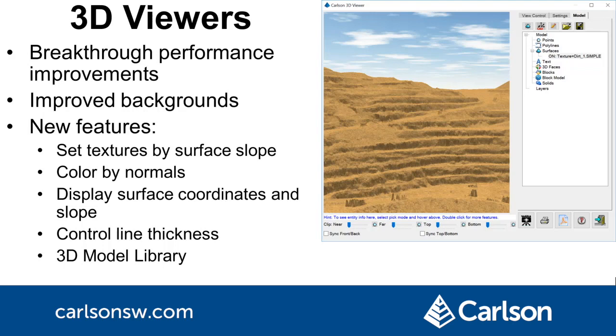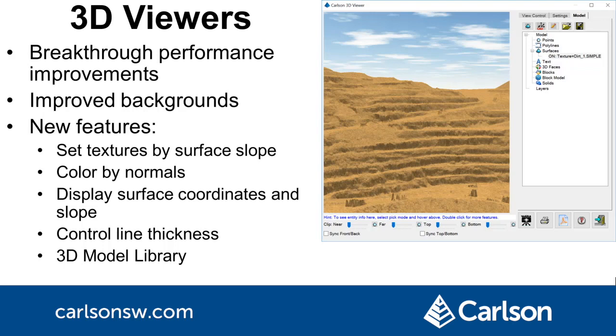Besides speed, the viewers have new sky background choices and new features including set texture surfaces by surface slope, set colors by surface normals, real-time display of the surface coordinates and slope at the cursor position, control for the line thickness, and a new 3D model library setup to define how to render CAD entities.